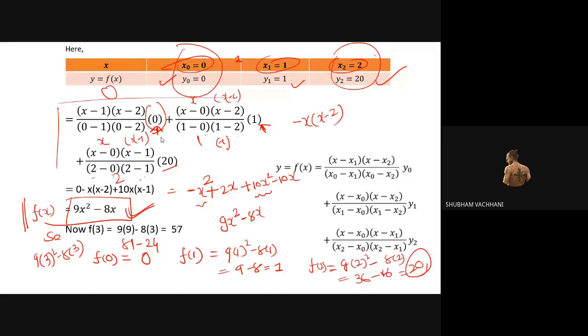Yes. Sir, can you repeat this one? Because my net was lost, so I forgot all the formulas. Okay.